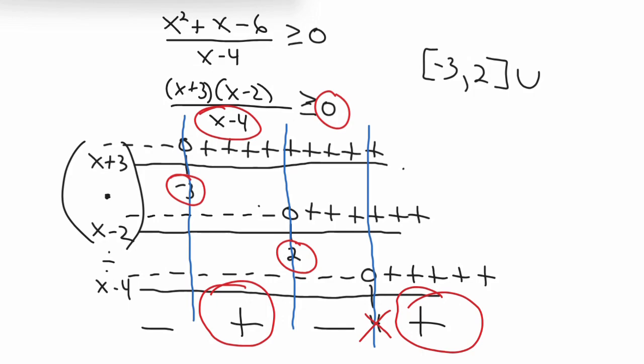Now we can't include 4 though, because that makes the denominator be 0. So you have to put a parenthesis for 4, and then it goes up to infinity, because way out here is infinity. And infinity, you always have a parenthesis for that.